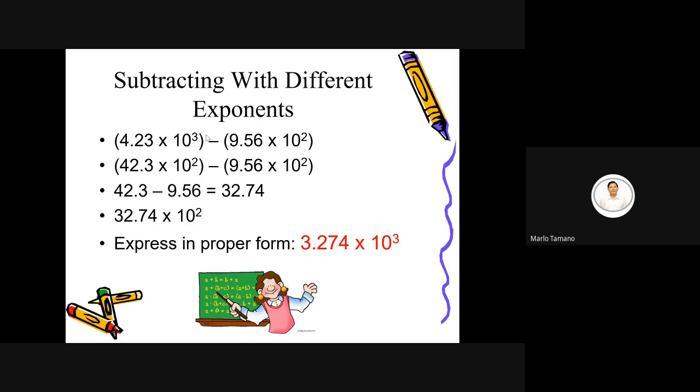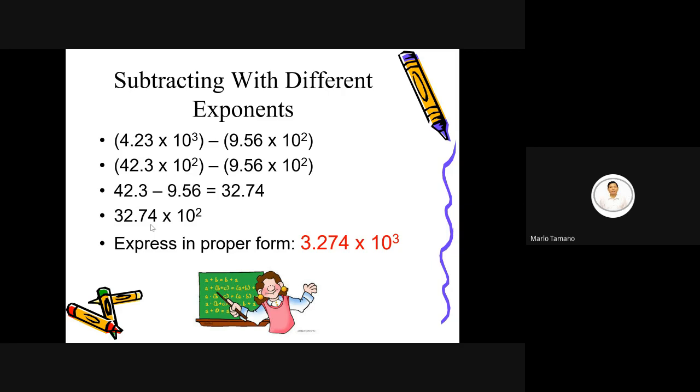Okay, so that's the time you subtract. 42.3 minus 9.56 is 32.74. Is it correct? Yes. So 32.74 times 10 to the second power. My question is, is our answer final? No, not yet. That's the time we express our answer in proper form.